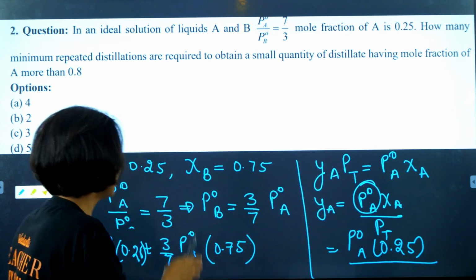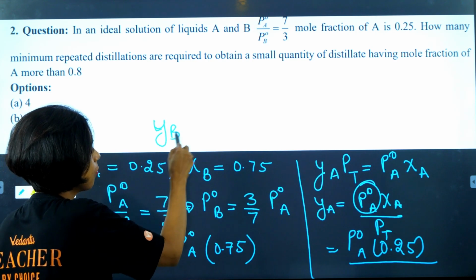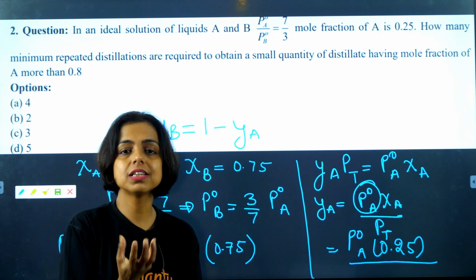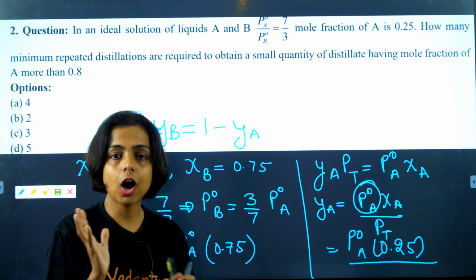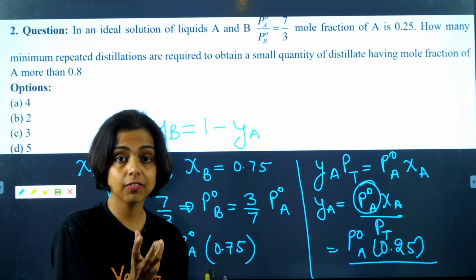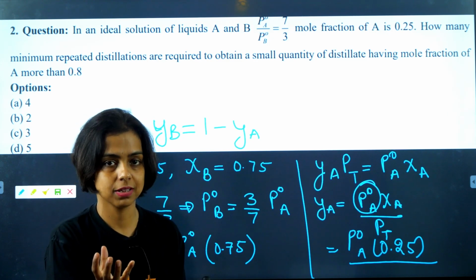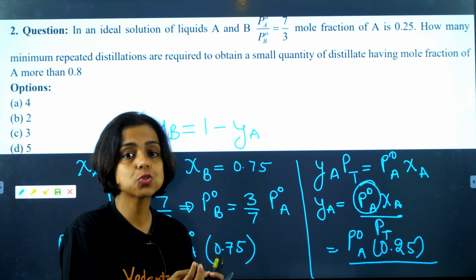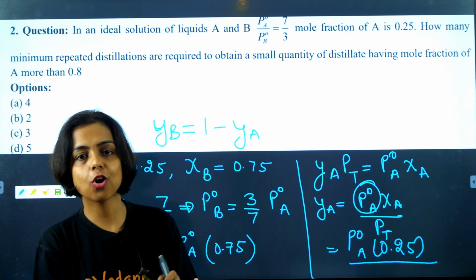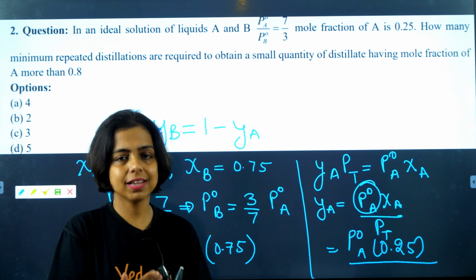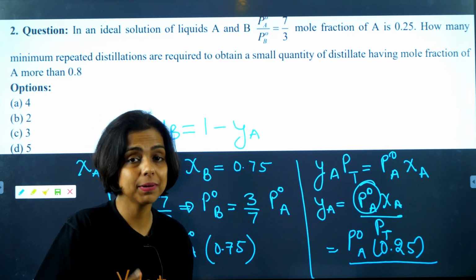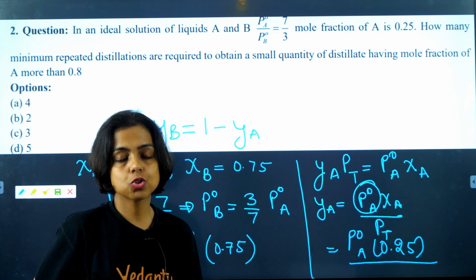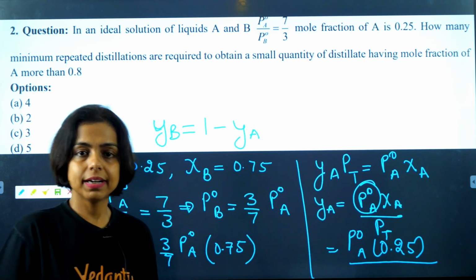Okay, now if we got YA, we know YB. The mole fraction of B in vapor is 1 minus YA. That means when we do the distillation, we finally know how much mole fraction of A is there in the vapors, and how much mole fraction of B is in the vapors, YA, YB. Now what will happen? We'll see whether this YA is less than or more than 0.8. Of course, it will be less than 0.8 because we need to do multiple distillations to get that concentration of A in the mixture. So again, we have to do the distillation.